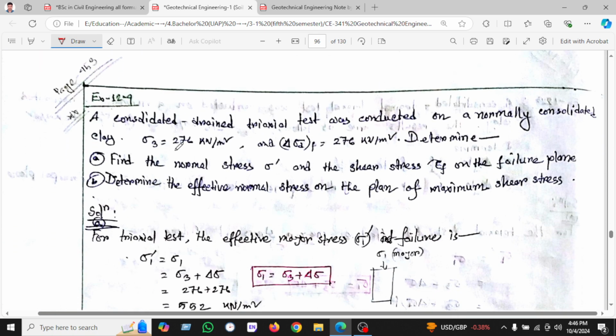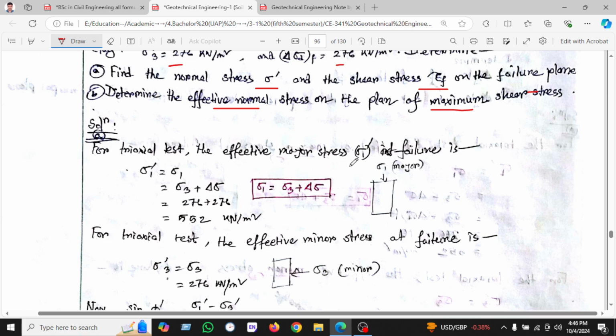We can see another example, in which a consolidated drained triaxial test was conducted on a normally consolidated clay. Sigma 3 is given here, and delta sigma is 273. Find the normal stress and shear stress on the failure plane, and determine the effective normal stress and maximum shear stress.